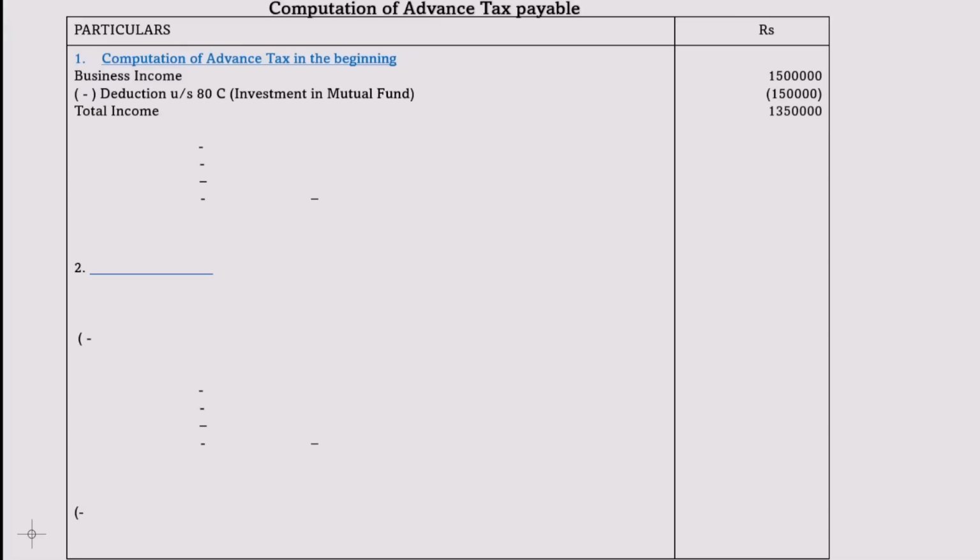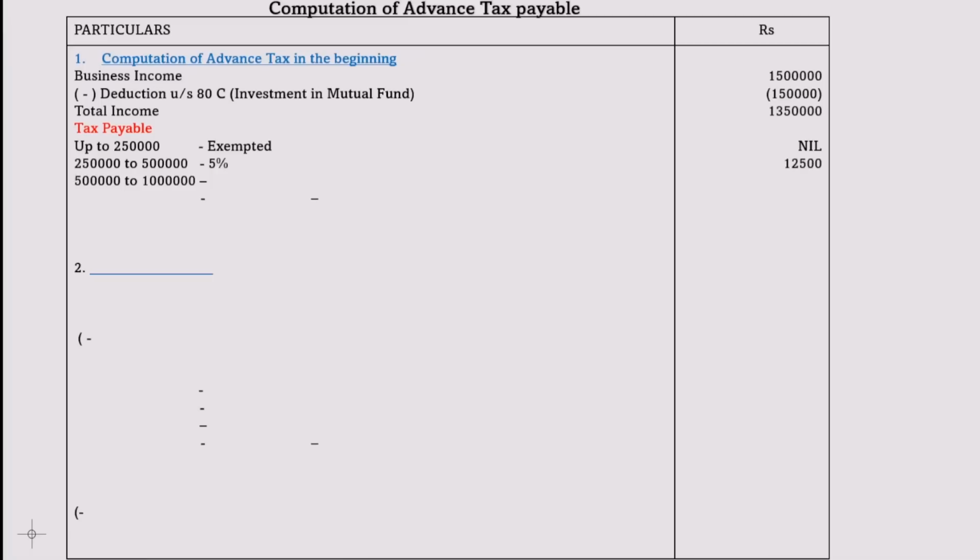Now the tax is payable as per the tax bracket. 13,50,000 is our total income, which is more than 10 lakh, so all the slabs will come here. As we know, tax payable up to 2,50,000 is exempted, nil. Up to 2,50,000 we are not paying any tax. Next, 2,50,000 to 5 lakh, that is 2,50,000. On that 5%: 2,50,000 into 5% comes to 12,500.